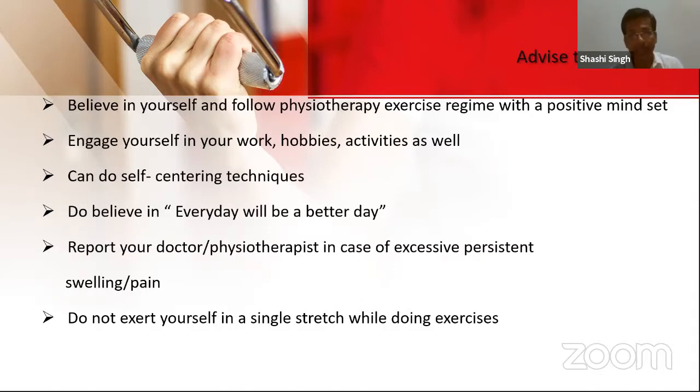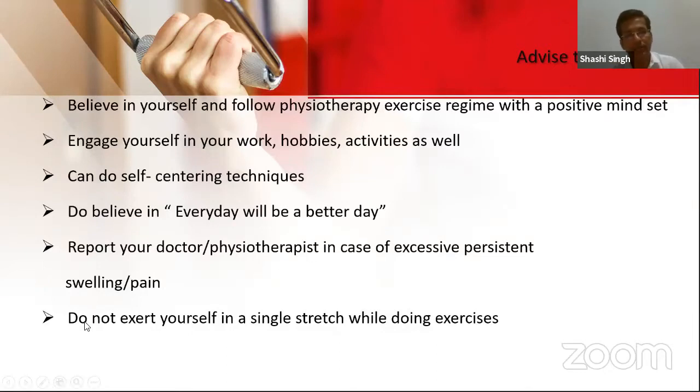And in case sometimes you do the exercises and you are doing everything well, but there may be some excessive pain, some swelling, some unusual pain, sleep disturbed. You are going right, but one night you're just out of sorts. In that case you need to consult your doctor or physiotherapist and ask them whether it's okay or not, what should I do, what should I not do.